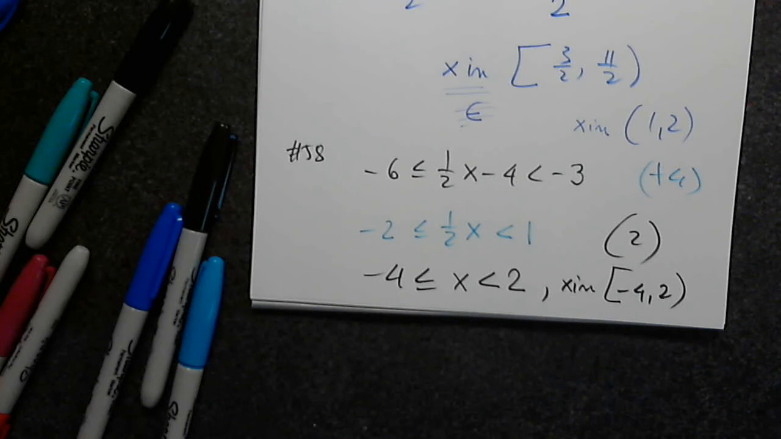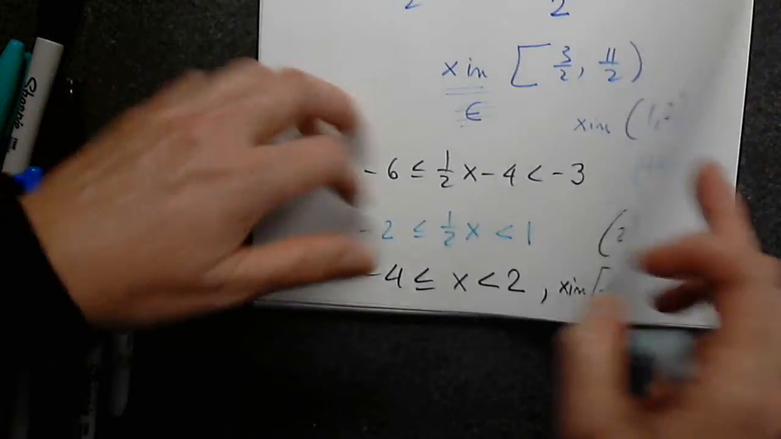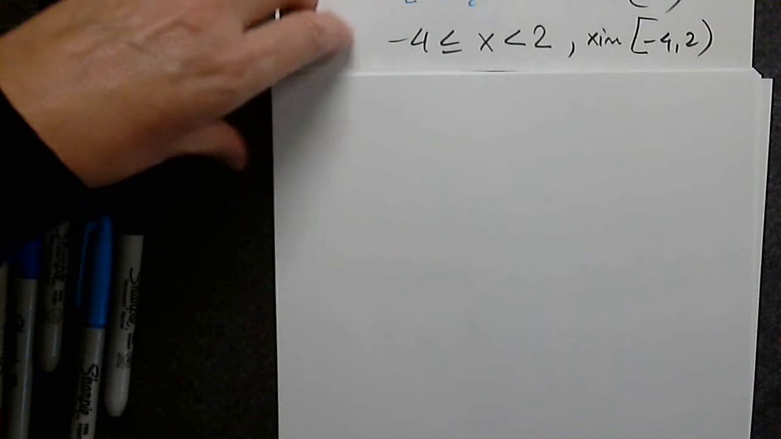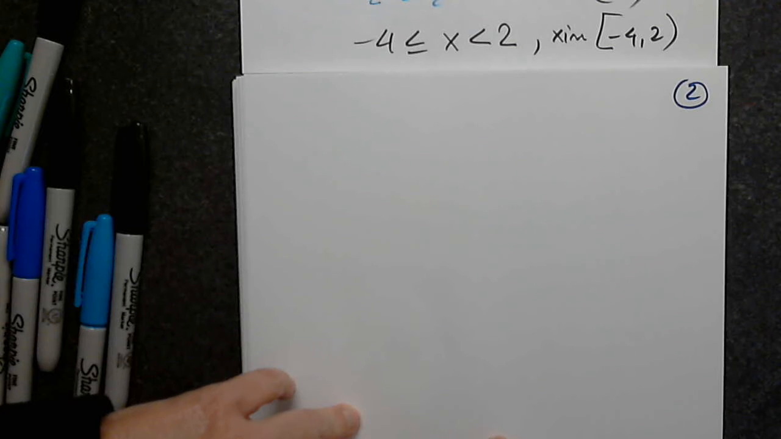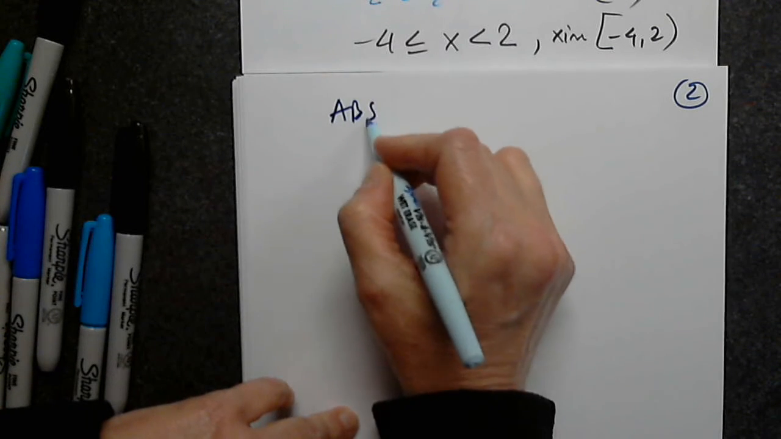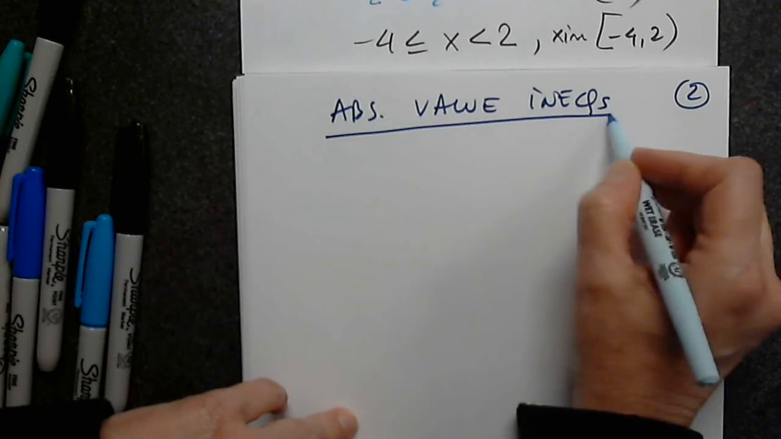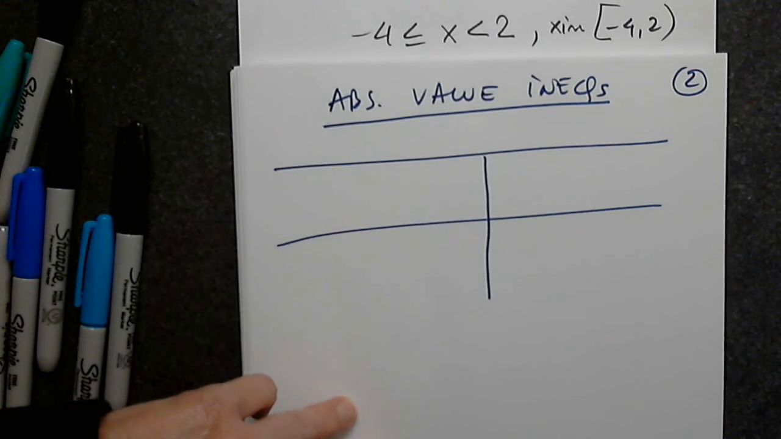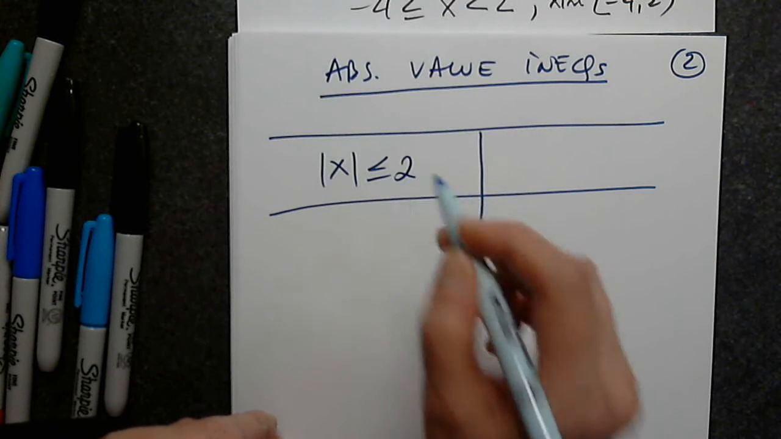And now we are finally ready to look at absolute value inequalities. And that will be the last topic of chapter 1. Questions? Okay, absolute value inequalities. We're going to look at 2. That's all we have. 2 different types. One type that is something like the absolute value of x less than or equal to 2.